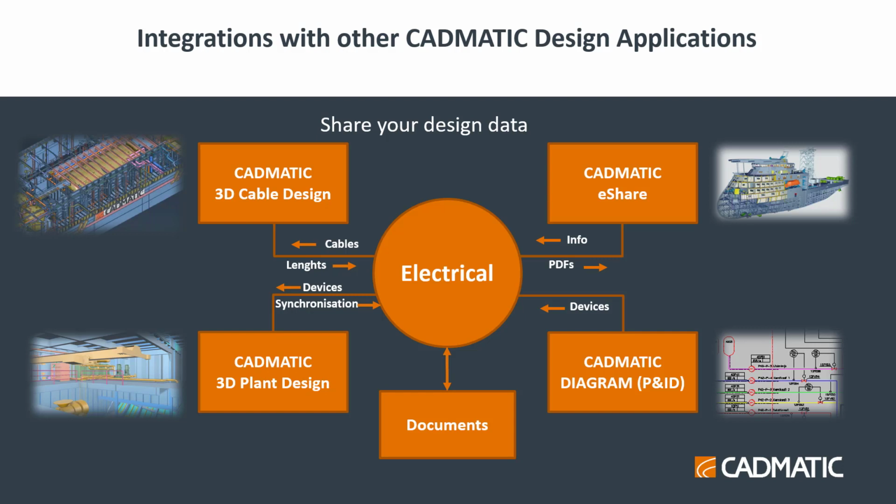Regarding Cadmatic eShare, we can send the documents to eShare and read information from other disciplines from eShare to electrical. Regarding the 3D plant design, we can send the devices and the location, the 3D geometry, to the 3D plant design. And when the mechanical engineers change the location of the devices that were exported from electrical in the 3D model, the 2D documents are then synchronized. So the location of, for example, an electrical symbol is then updated.